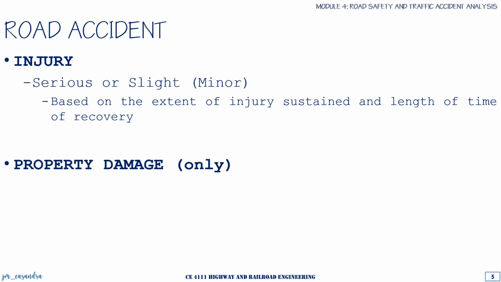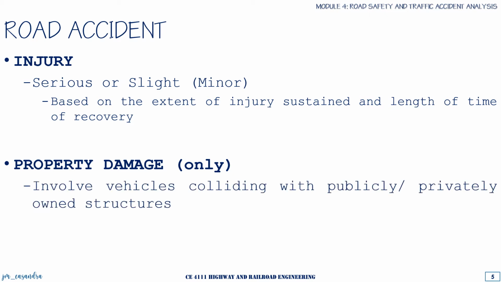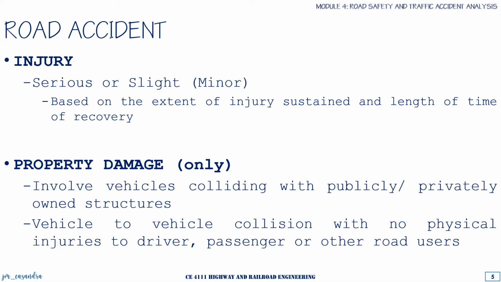So we also have a property damage or an accident that would incur property damage only. This means that it would involve collisions of vehicles with public or privately owned structures, but there is no physical injury or fatality to the driver, the passenger, or a road user or a pedestrian. So the only result of the accident is property damage.